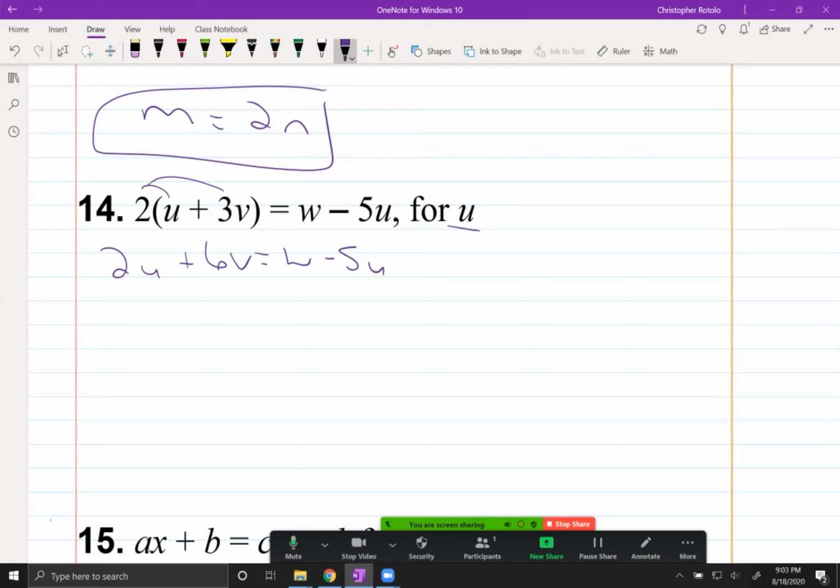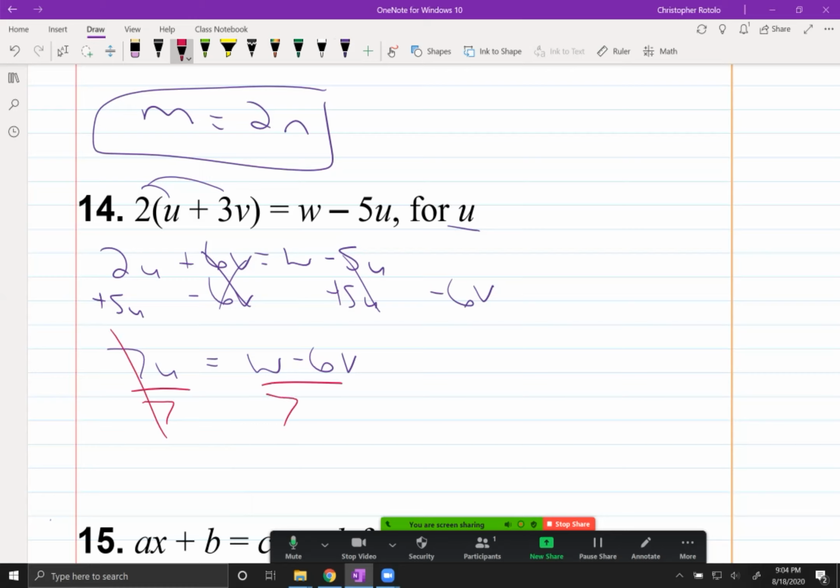At this point, I do want to get all my u's to one side, so I'm going to add 5u. While I'm doing that, I might as well subtract this 6v out of here. Notice I'm going to put it off to the end because this is a w, not a v. That way I don't accidentally get rid of something that I shouldn't. So right now I have 7u, and these guys are gone, equals w minus 6v. Do I have u by itself yet, though? Absolutely not. One more step, we're going to divide by 7, and then we'll have finally our u by itself.